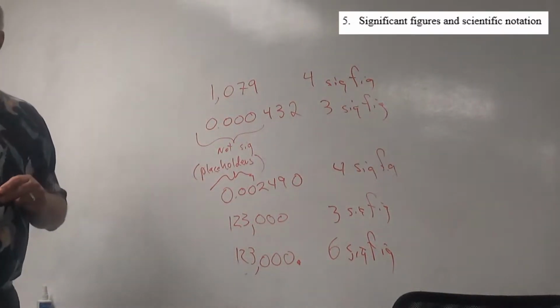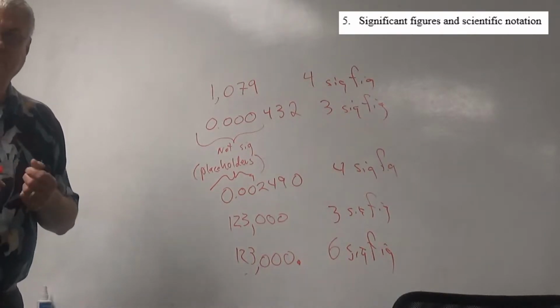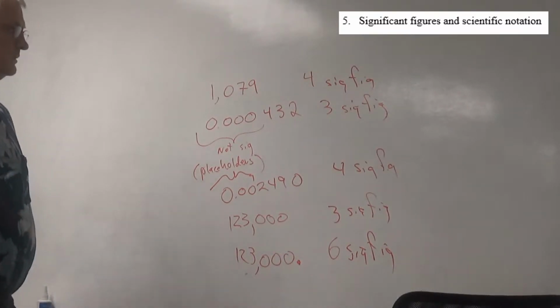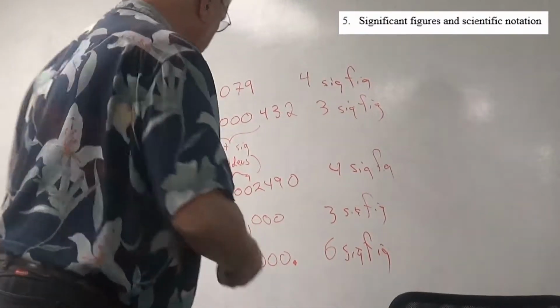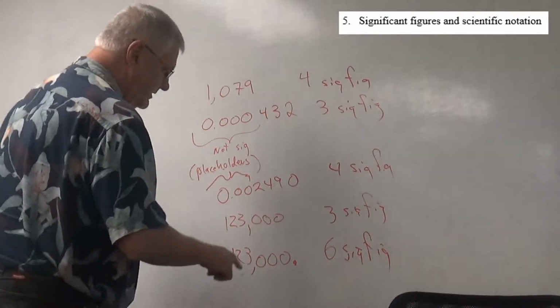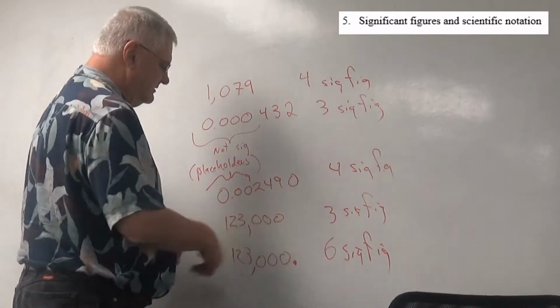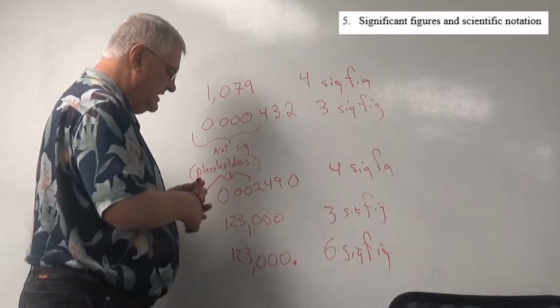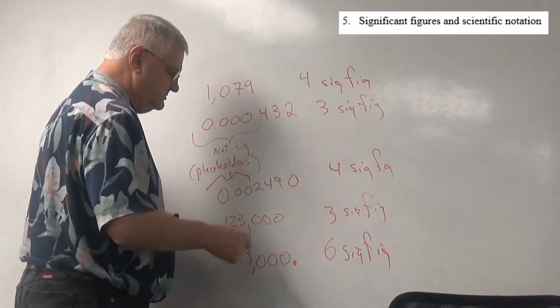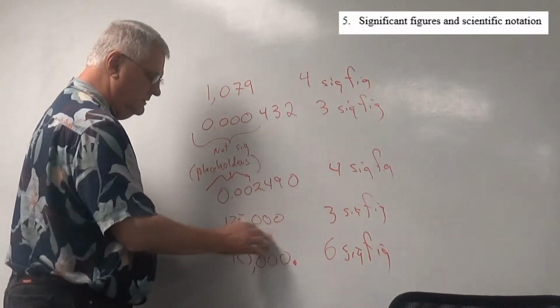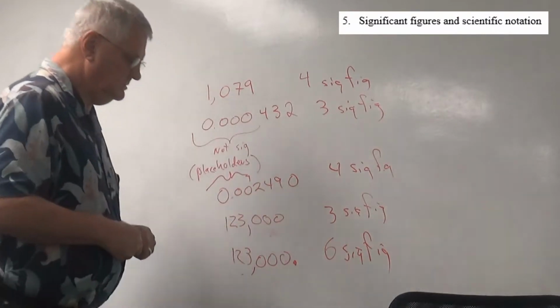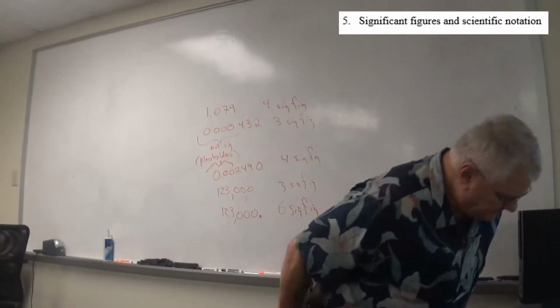Those are, I guess, all the possible scenarios of what you might encounter with zeros. But now it can get tricky. What if these are significant and this is not? You never need to worry about that in this class, but chemists usually put a line under one if all these are significant and this one's a placeholder. But I don't want you to go there. All right.